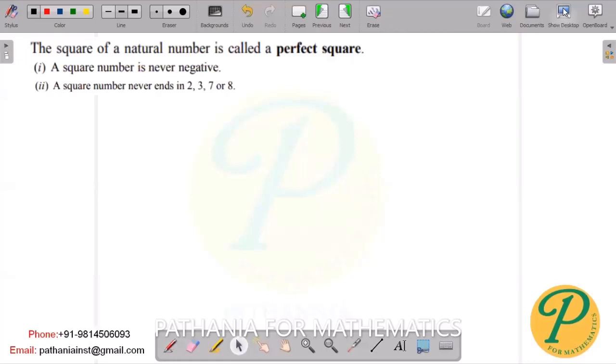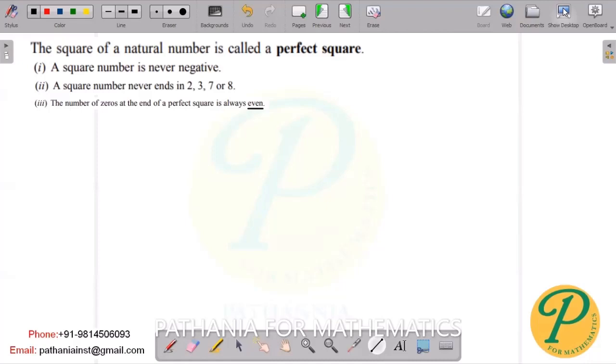And if you take the perfect square of any number ending with 0, then you will see the number of zeros is always even. Like 10 square is 100, you have 2 zeros. Right, 100 square is 10000, then it has 4 zeros. They are also even in number.